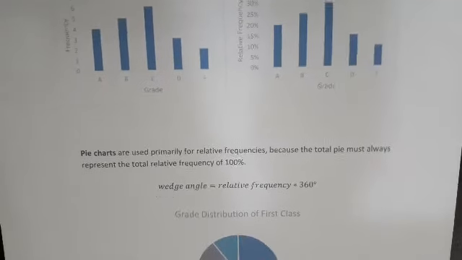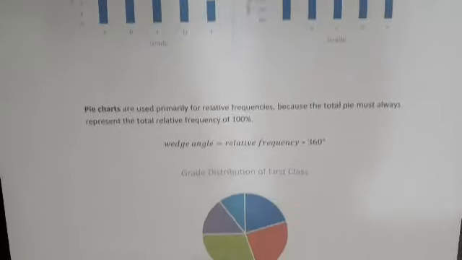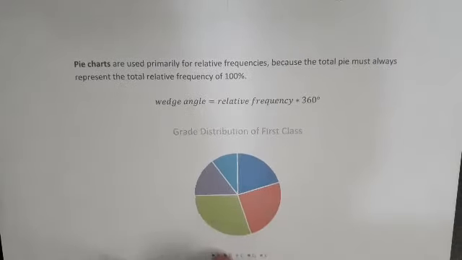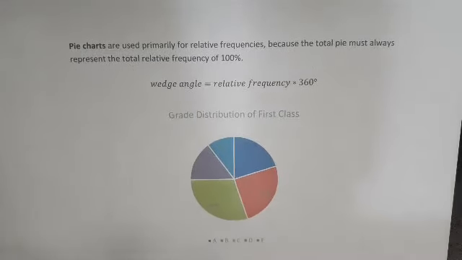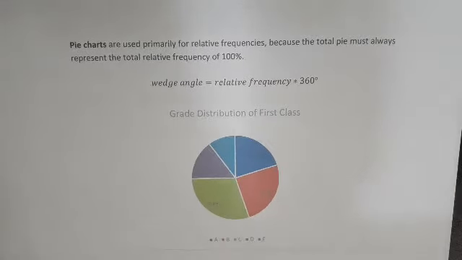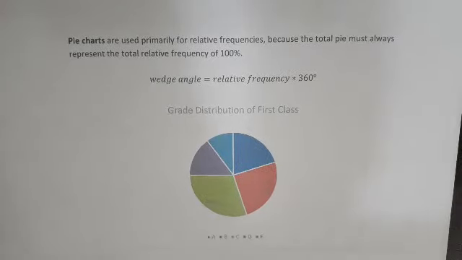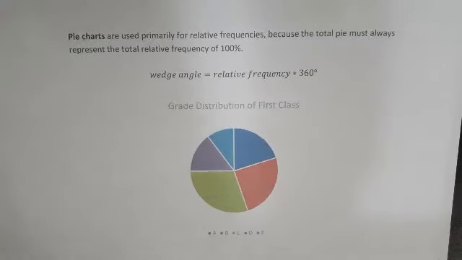All right, so we want to do a pie chart. Pie charts are used primarily for relative frequencies because the total pie must always represent the total relative frequency of 100%. So if we're doing pie charts, those percentages did not come out very well, but we know what they are from a previous example.